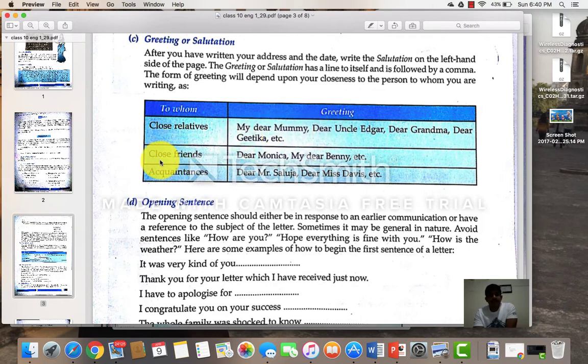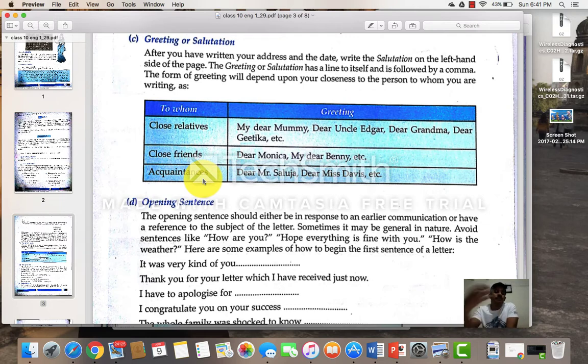If you are writing a letter to your close friends, you will write their name with dear or their name with my dear. If it is your acquaintances, then acquaintances are the people whom we know, but they are not related to us and they are not friends with us. They are not in touch with us too often. So these are people whom we just know.